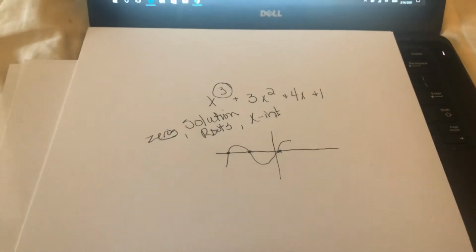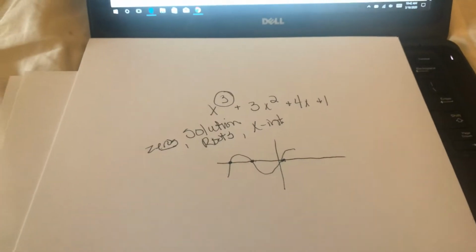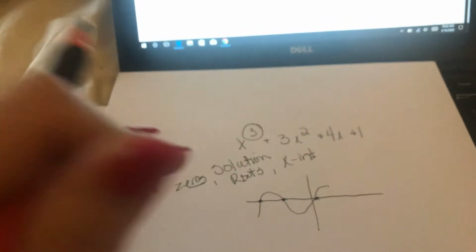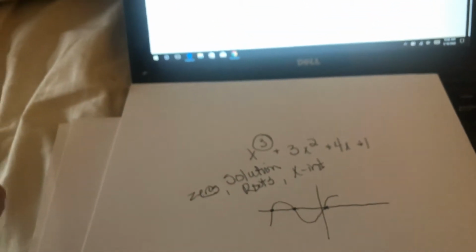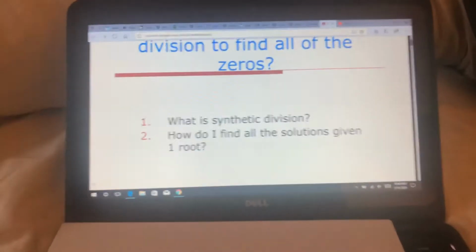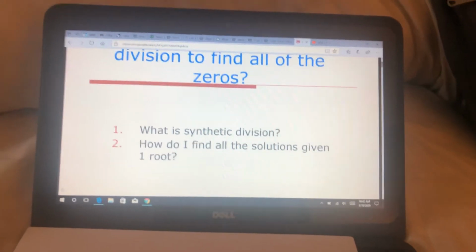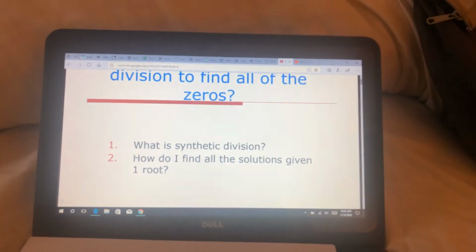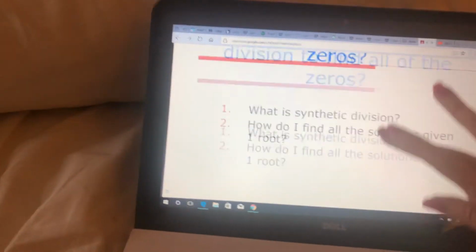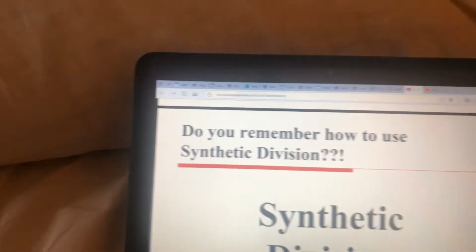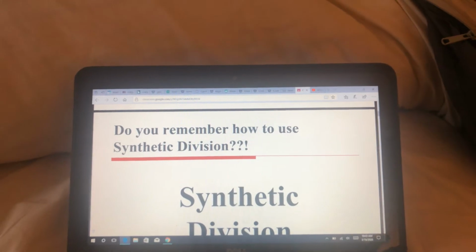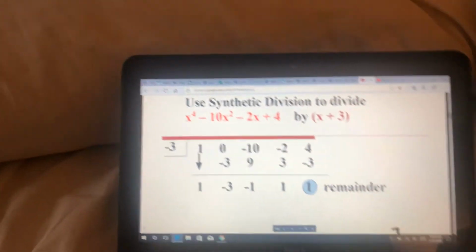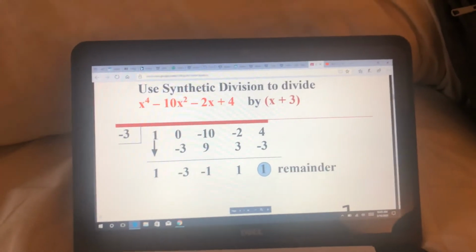So synthetic division allows us to find this. It's actually when you're dividing a polynomial by a polynomial. And it says, how do I find the solutions given one root? Well, we're going to talk about that today. So here it says, do you remember how to use synthetic division? Okay, so we're going to use synthetic division to divide.